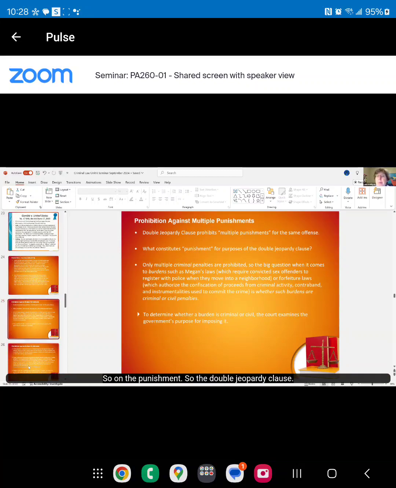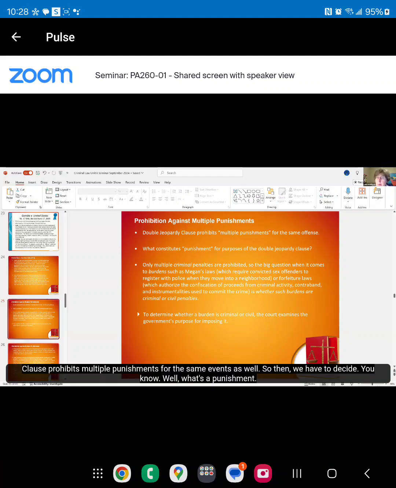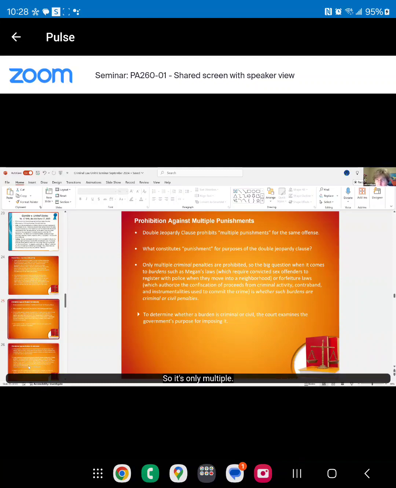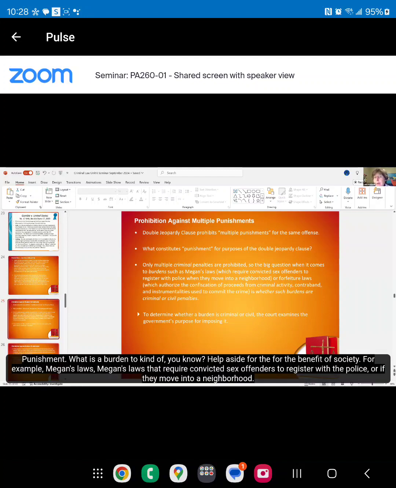So on the punishment, the double jeopardy clause prohibits multiple punishments for the same offense as well. So then we have to decide, well, what's a punishment? It's only multiple penalties that are prohibited. And this gets really tricky. What's a punishment? What is a burden to help society, for the benefit of society?